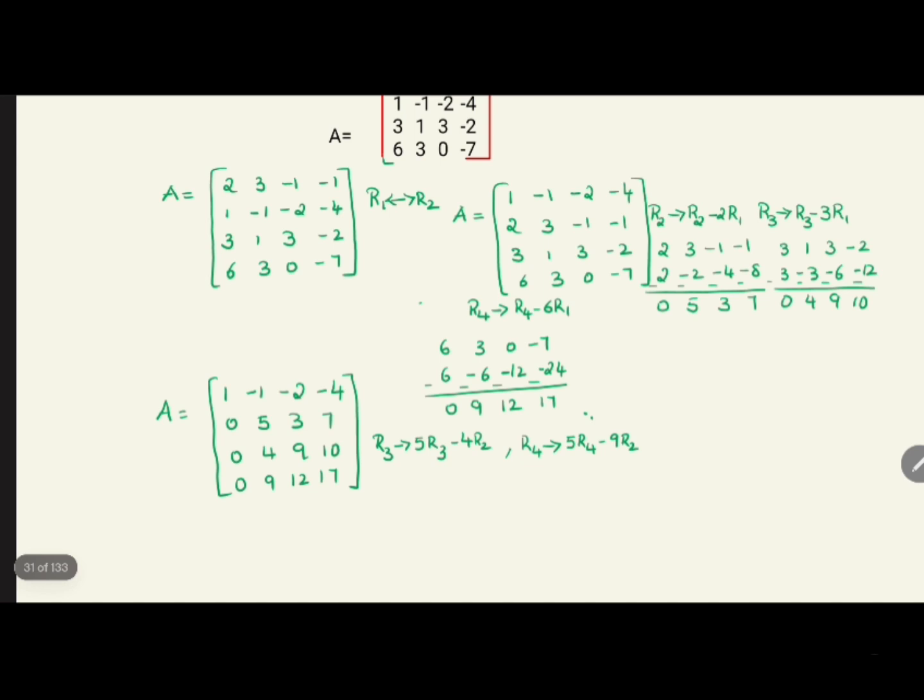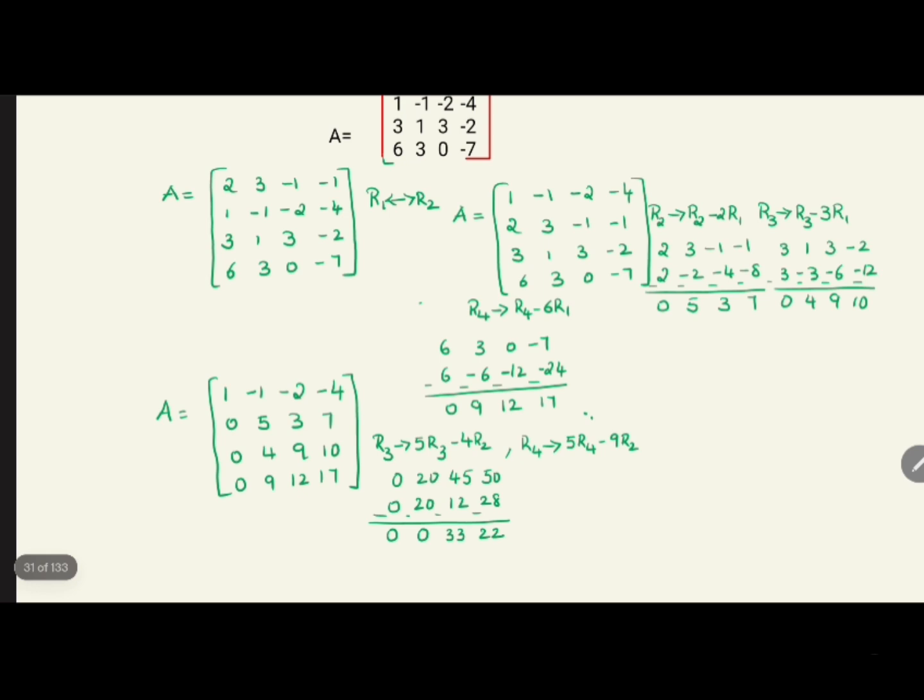Okay, so now I will perform 5R3 minus 4R2. 5R3, that is multiply the third row by 5. 0, 20, 9 fives are 45, and 5 tens are 50. Now multiply R2 by 4. So it is 0, 20, 4 threes are 12, 4 sevens are 28. Now I will subtract these: 0, 0, 33 and 22. Done.